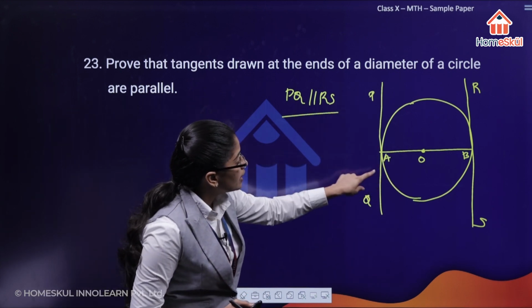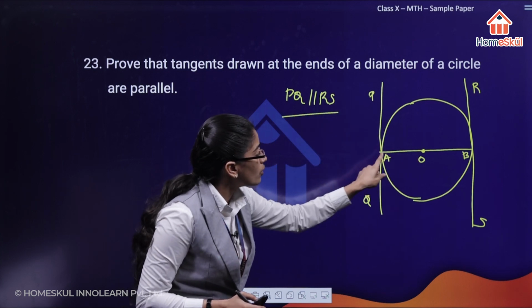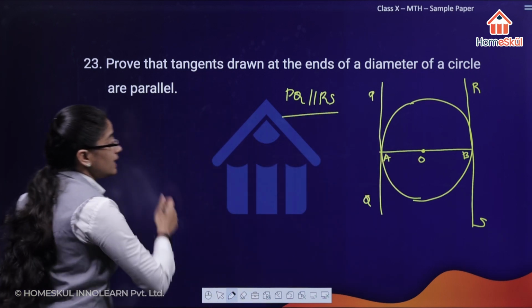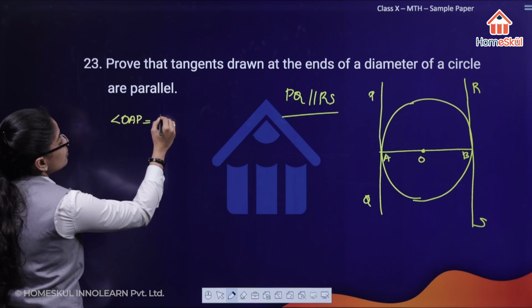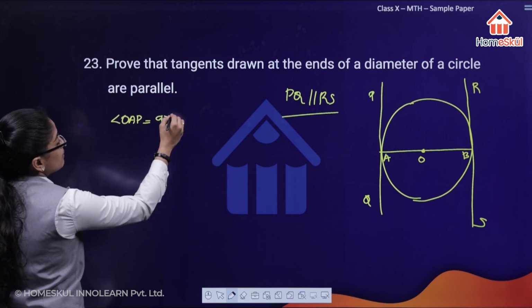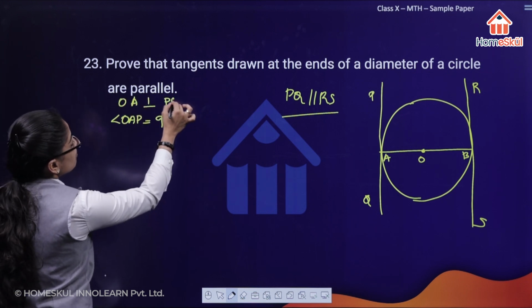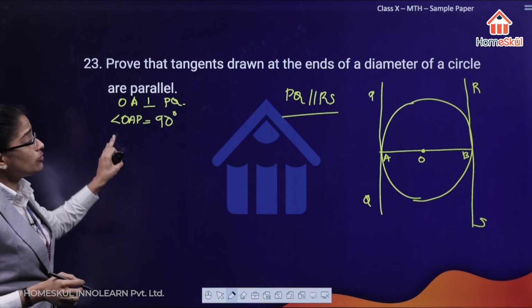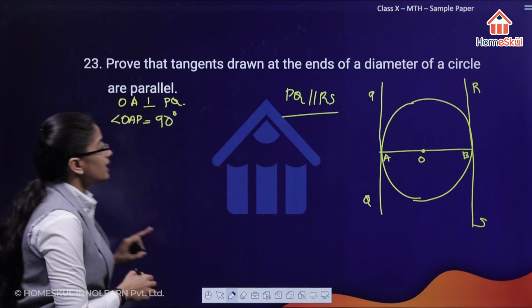So here, A is the point of contact, isn't it? That means angle OAP is equal to 90 degrees. Why? Because OA is perpendicular to PQ. So the tangent through the point of contact is perpendicular to the radius through it, isn't it?